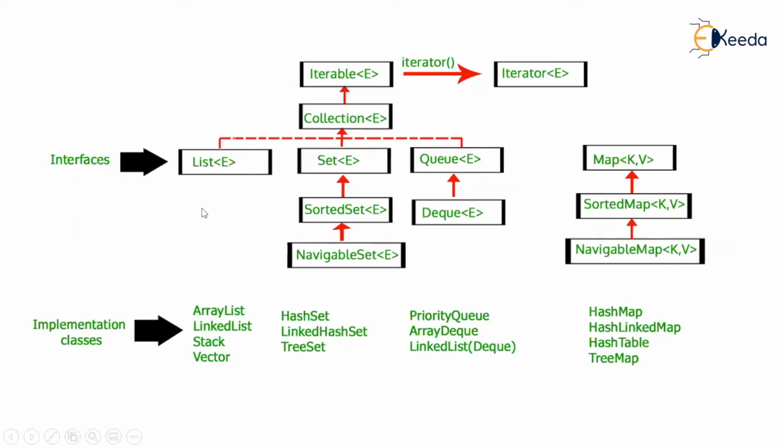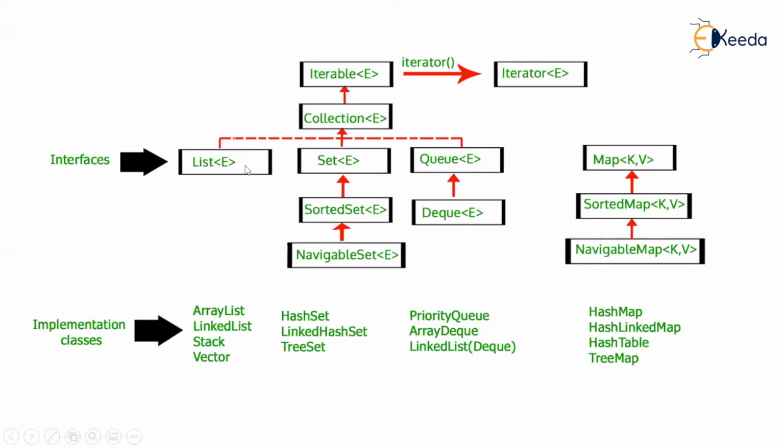List has its own implementations like array list, linked list, stack, vector. So these are list implementations. Set has hash set, linked hash set, tree set. Queue has priority queue, array queue, and linked list, that is nothing but deque. These are other interfaces, right? So navigable set extends sorted set, which extends set.